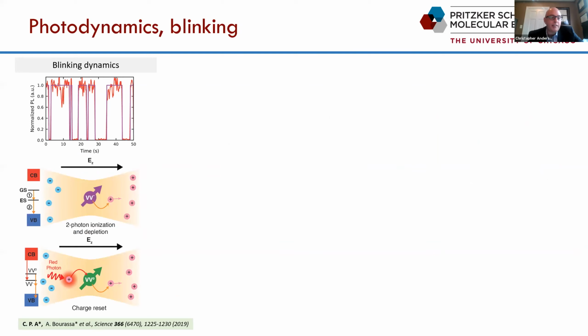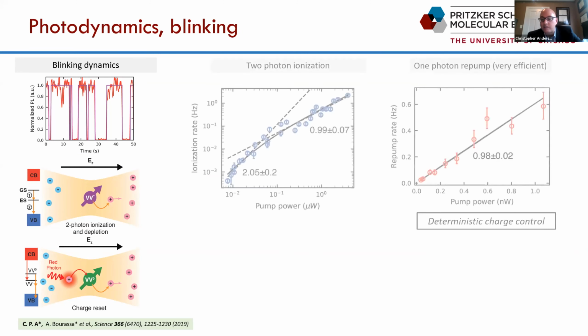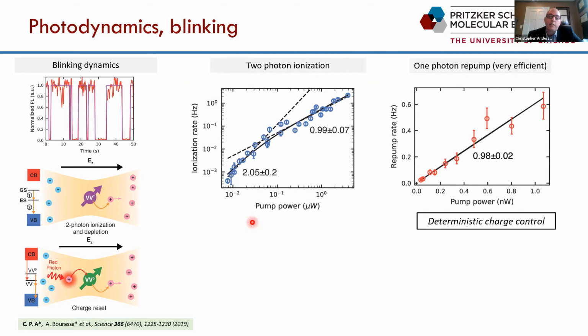However, we can use these blinking dynamics to uncover the photophysics of what's happening. And by varying the pump power of our infrared light and our red charge reset, we can confirm that there's a 2-photon process for ionization and a 1-photon process for the reset, which is another way of saying it's very efficient. And these two rates are independent. So these lasers do separate things, which means we have a deterministic way to control our charge state, either ionize it or reset it on demand.